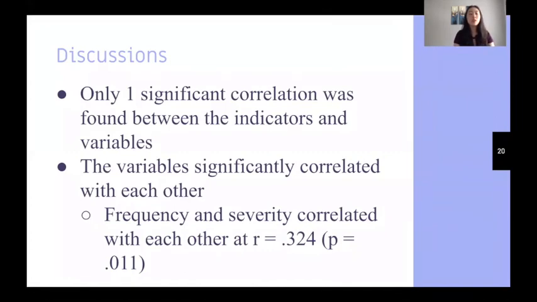So a little bit about my data. Obviously only one significant correlation was found between the indicators and the variables. However, I think it is worth noting that the variables significantly correlated with each other. Frequency and severity correlated with each other at an R value of 0.324 and a P value of 0.011. And while it is somewhat intuitive that frequency and severity would correlate positively with each other, this is good information because it testifies for the accuracy of the self-reported outcomes that we have, especially on frequency and severity, which is important because they're correlated with every other value, and they're kind of like the cornerstones of my data.